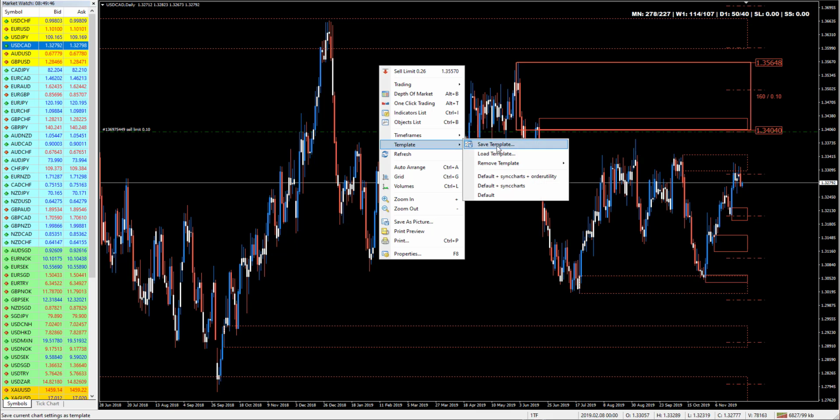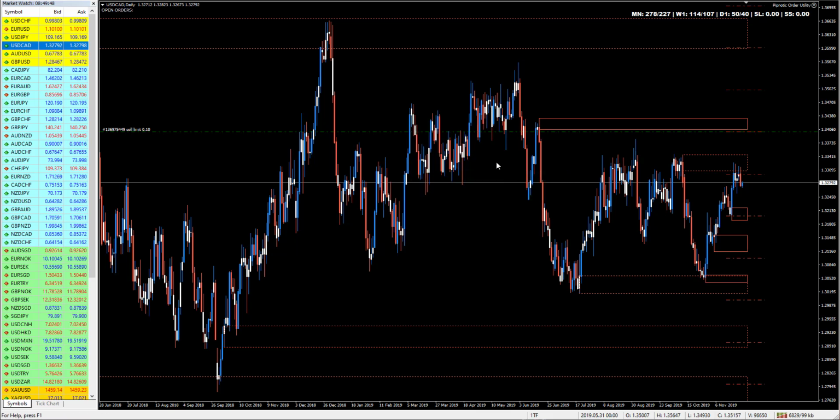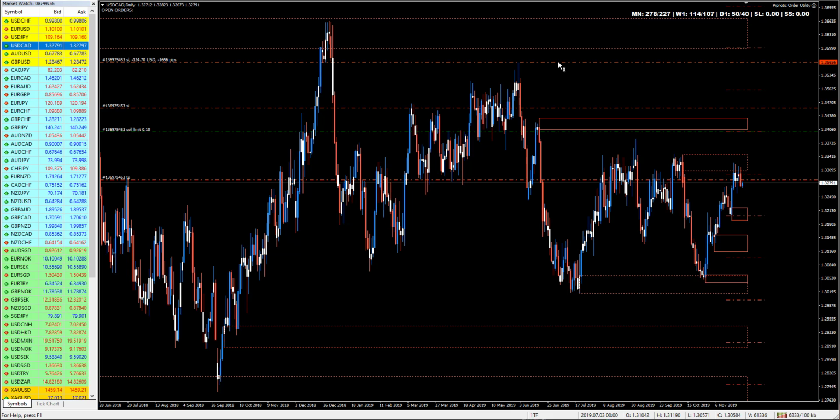Let me enable my stop utility. The stops will go above this high. Okay, and the target will be where there's fresh demand. And look at this. You can see we have a low, a high, and price went down to here.